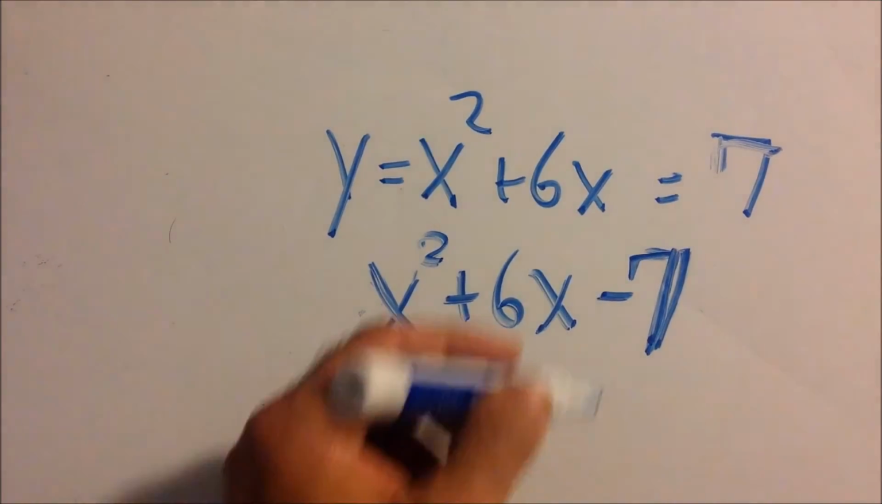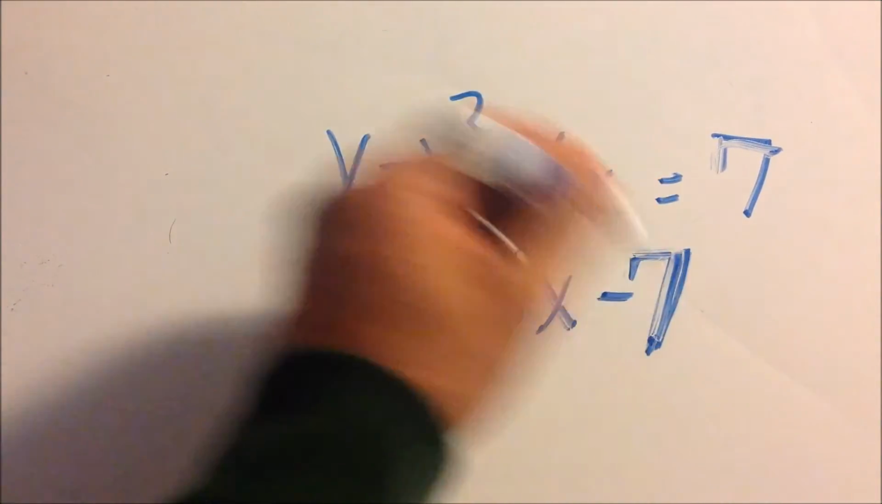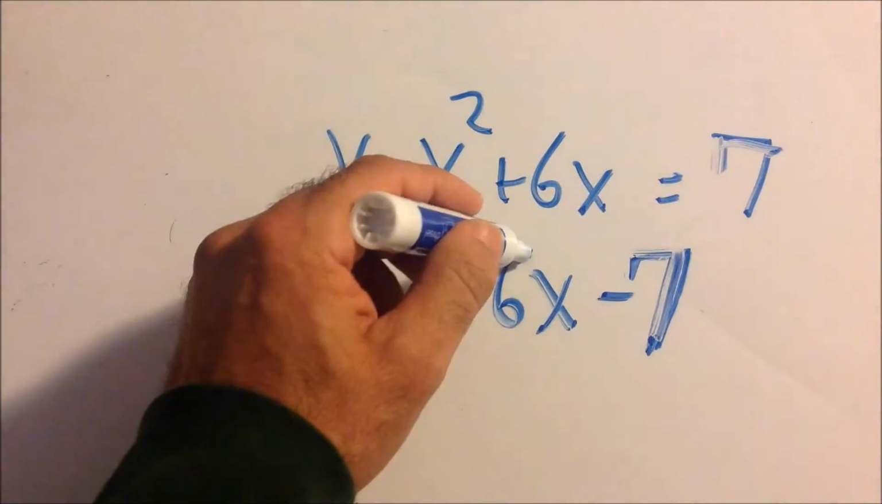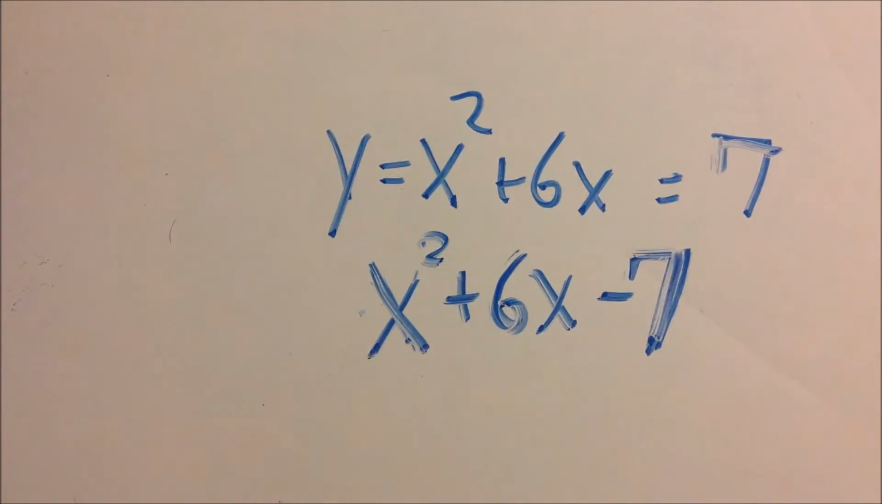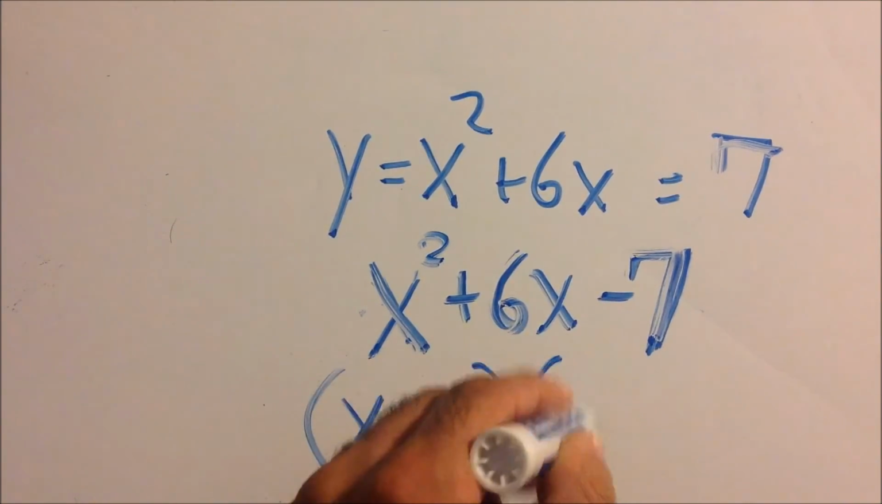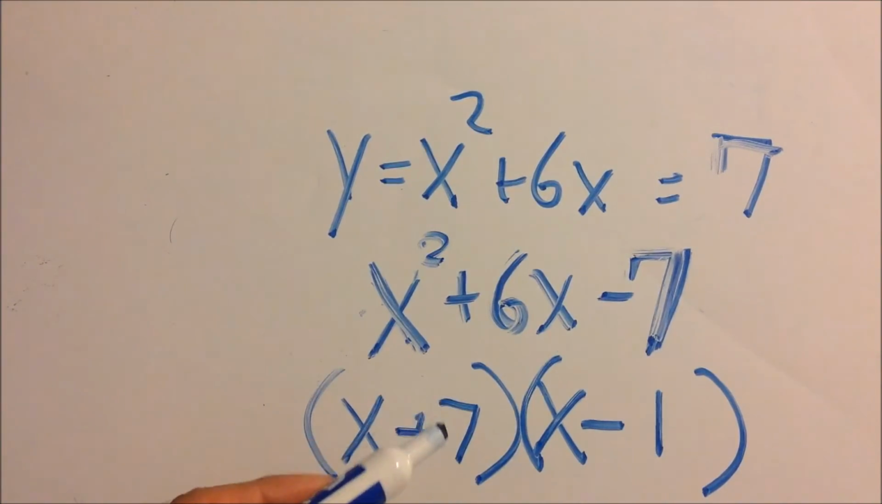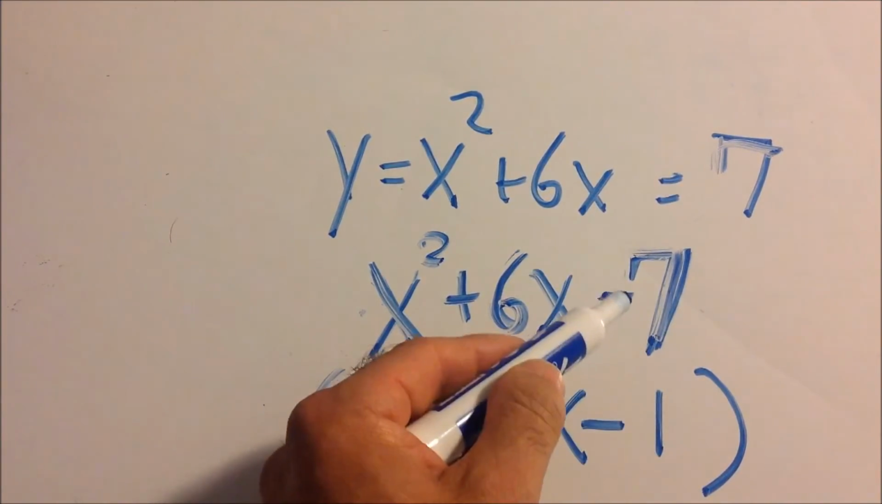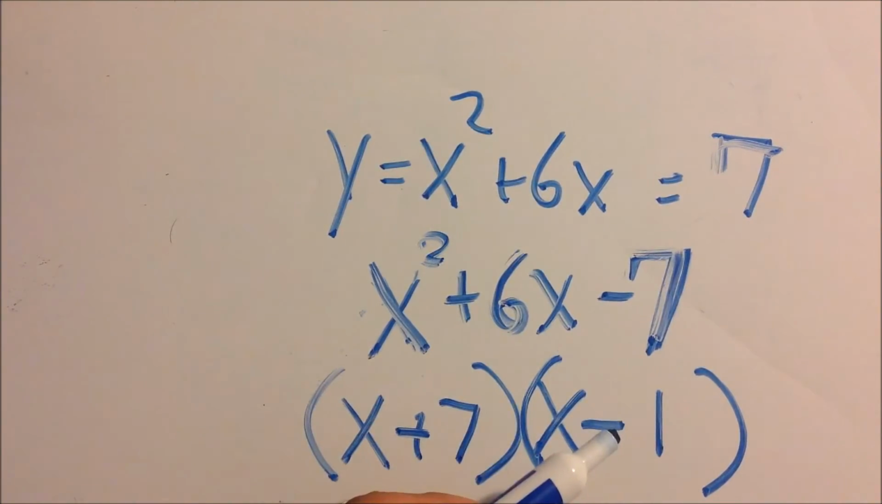Okay, so let's look at this. We know that if we need to get a product of negative 7, we also have to get a sum of 6. So the only numbers we can use are either negative 7 or a positive 7. So negative 7 times 1 gives us negative 7. That's true. But negative 7 plus 1 will give us negative 6. So we don't want to use a negative 7. We should start with x plus 7 and x minus 1, because now positive 7 times negative 1 will give us negative 7, but positive 7 plus negative 1 will give us 6.